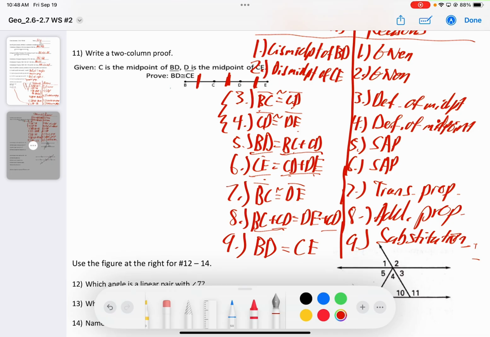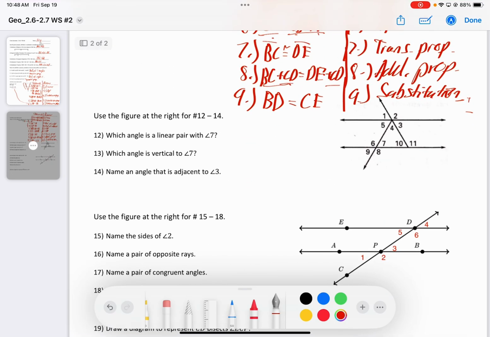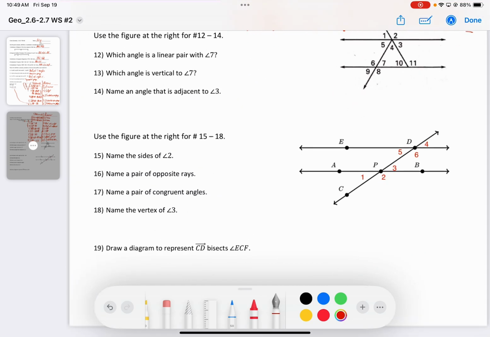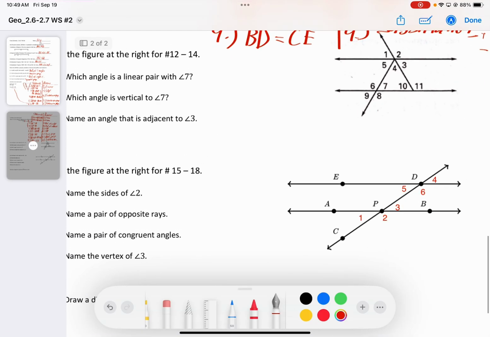Okay. All right. Let's talk about angles real quick. Since I didn't assign them, I do want to go through them with you guys though, just to give you an idea. You guys remember vertical, adjacent, opposite rays, complementary, supplementary, linear pair, that type of stuff. Okay. So for 12 through 14, we're going to use the one that's up at the top of the screen there. Which angle is a linear pair with angle 7? 6. And what else?